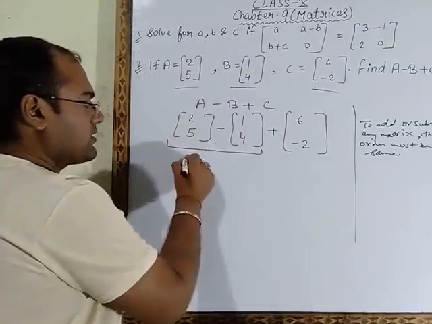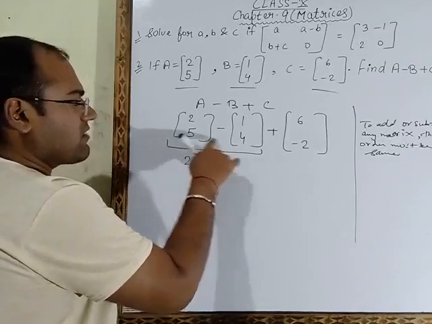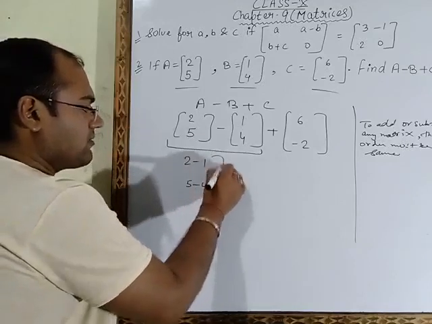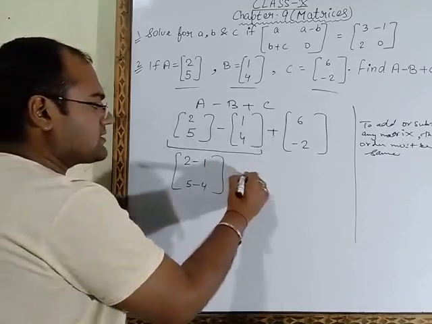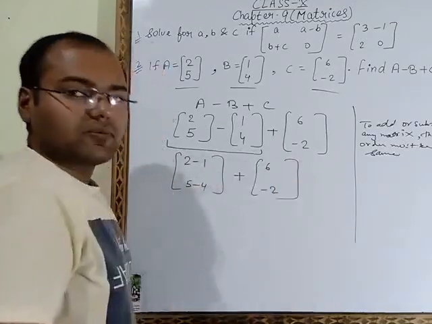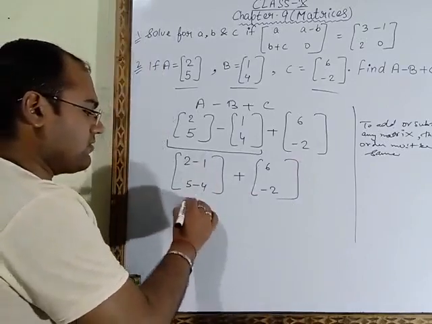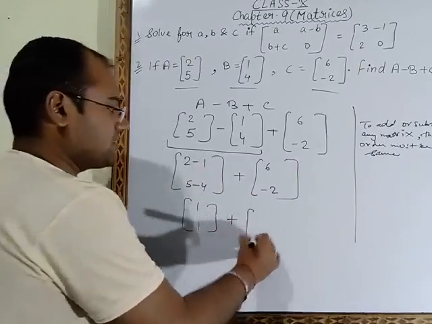2 minus 1 will be the first element, and here 5 minus 4 will be the second element, plus this matrix we will write as it is. Now what will be the next step? Answer: 2 minus 1 will be 1, 5 minus 4 will be 1, plus this matrix we have to write as it is.